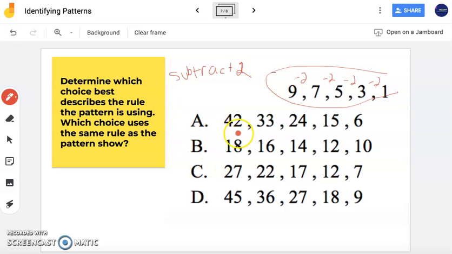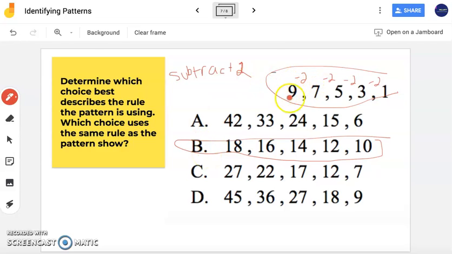So now I'm looking 42 minus 2 is not 33. 18 minus 2 is 16. I like that. And 16 minus 2 is 14. 14 minus 2 is 12. 12 minus 2 is 10, giving me the same rule as the given pattern. But let's just take a look at C and D as well. 27 minus 2 is not 22. 45 minus 2 is not 36, which is confirming that B is our correct answer.